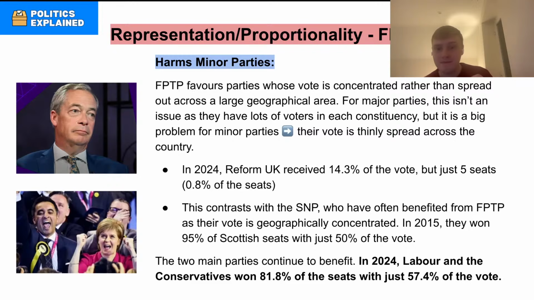Crucially, it means that overall, because most minor parties are harmed, the two main parties continue to benefit. The major parties benefit because they've got that concentration of votes across the country in a number of different constituencies. They have that geographically concentrated support. So in 2024, Labour and the Tories won 81.8% of the seats with just 57.4% of the vote.